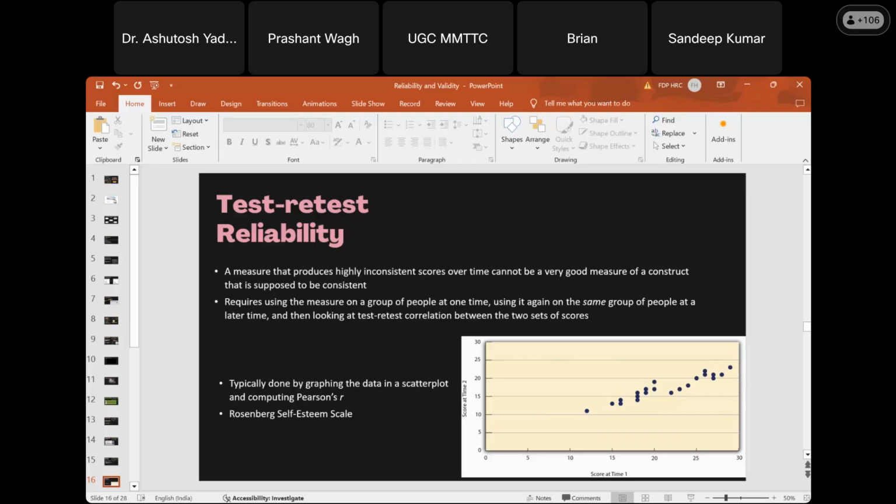So इसका मतलब क्या है कि कोई भी जो भी good measure होगा intelligence का, कोई भी instrument होगा जो intelligence measure कर रहा होगा, so it should produce roughly the same scores for this particular individual next week also जितना आज इसका score आएगा उस test पर. Okay, so clearly a measure that produces highly inconsistent scores over time cannot be a very good measure of a construct that is supposed to be consistent.